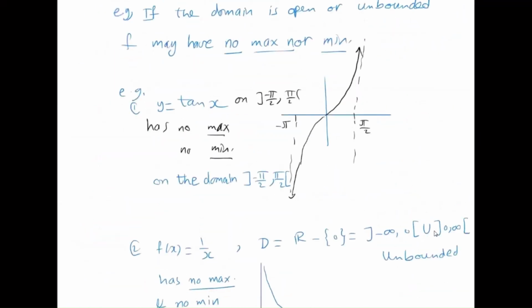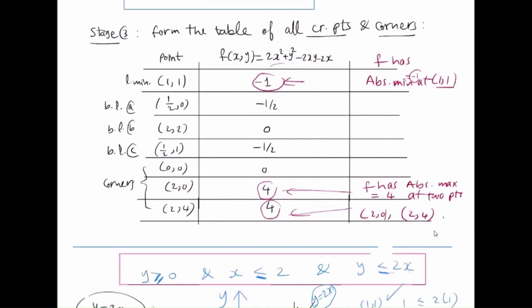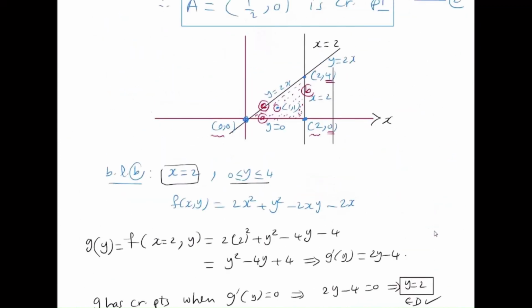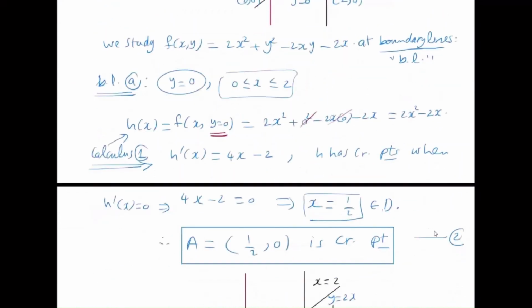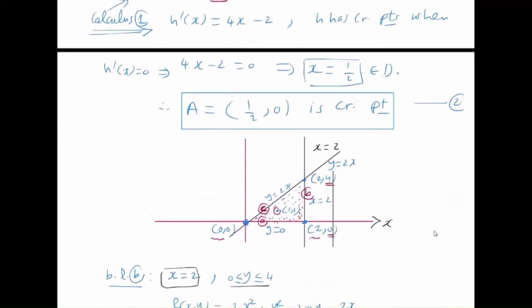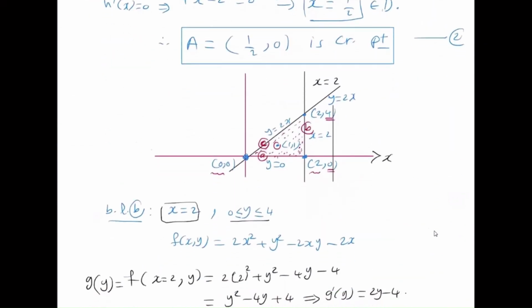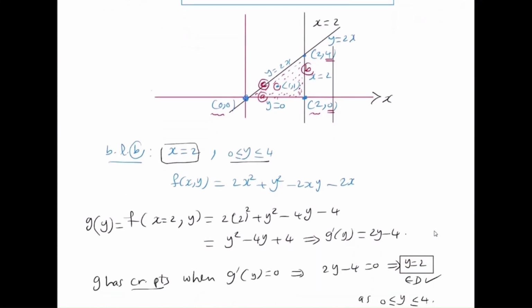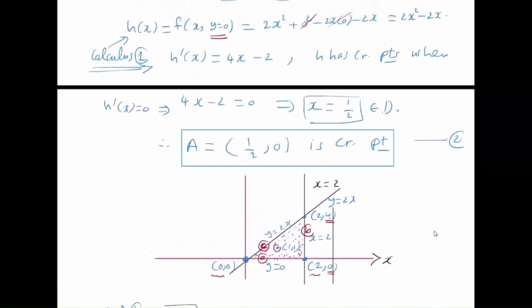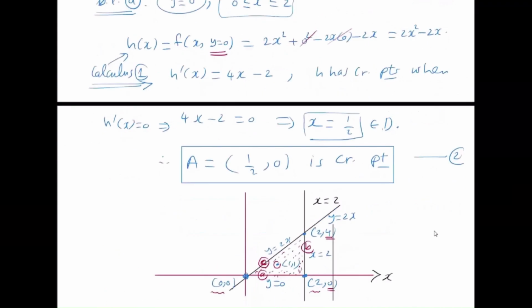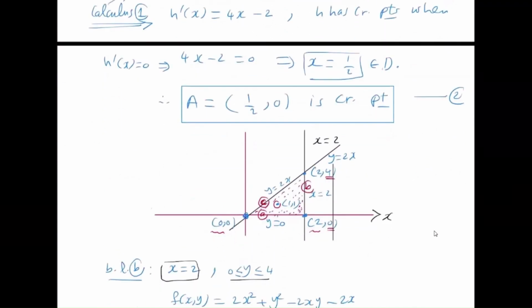So the same will be repeated for the other boundary lines. This is the point: x equals half, on boundary line A, which is y equals 0. This is on the x-axis.